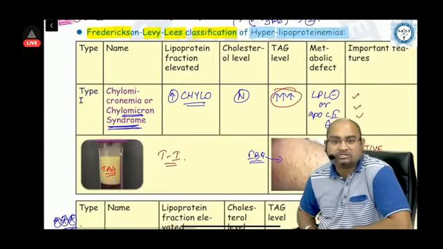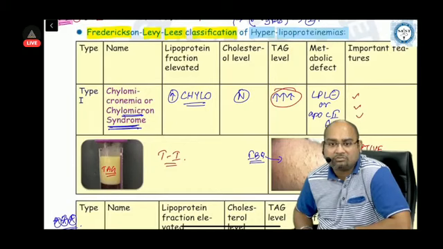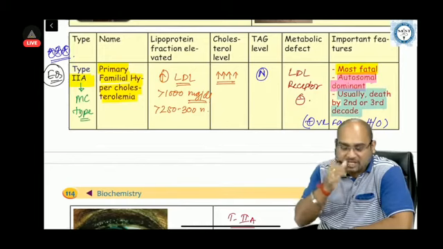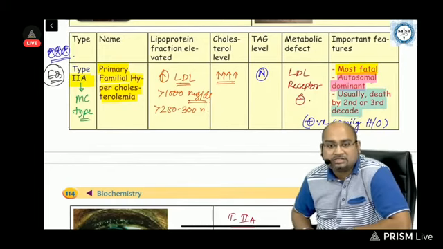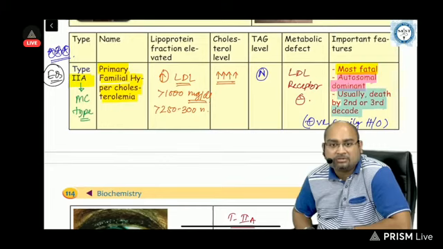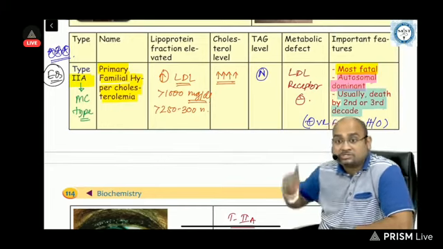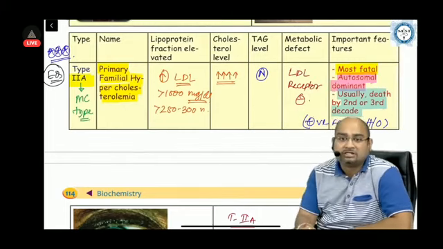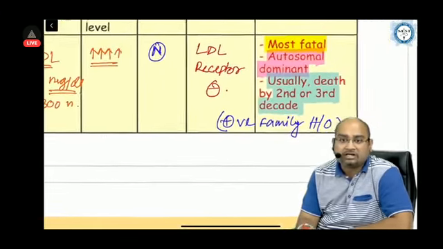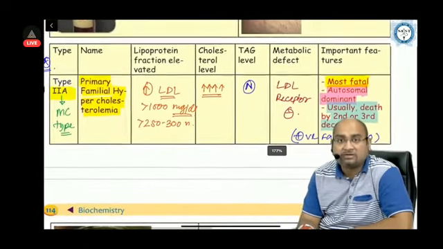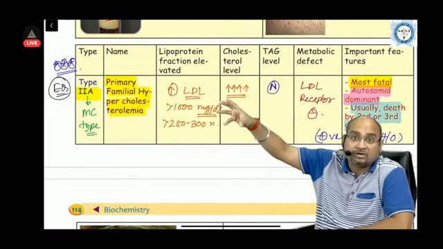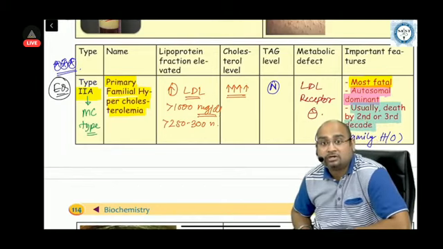We have studied these two disorders, beta. Type 1 is not that important, chylomicron syndrome. Please remember type 2, an expected question topic called primary familial hypercholesterolemia. Beta, the most common type is also the most fatal type, autosomal dominant. There will definitely be some positive family history, and these patients will usually die by the age of 25 to 30 or maximum 35. LDL cholesterol, which is normally in the range of 100 to 120, with target less than 100, in the homozygous condition can even go beyond 1000 mg per dL.